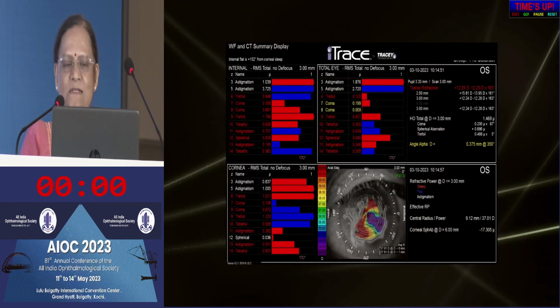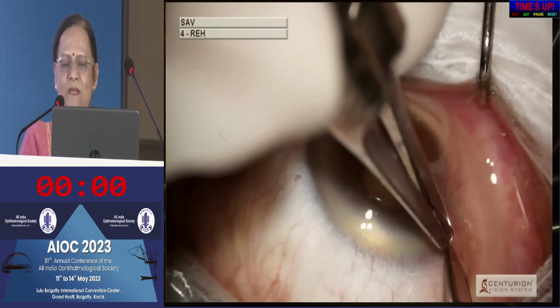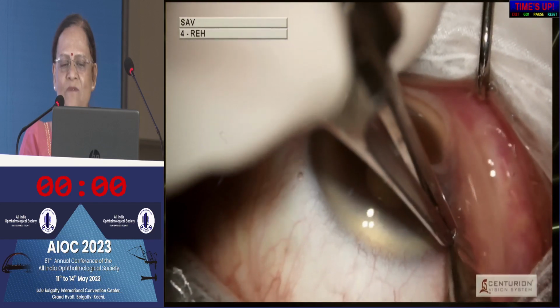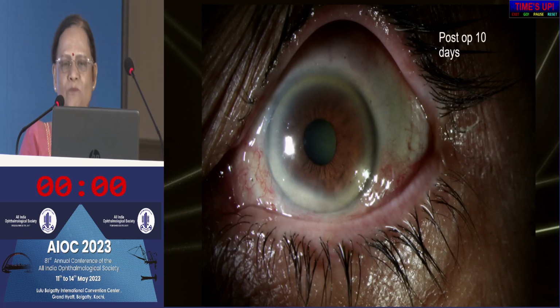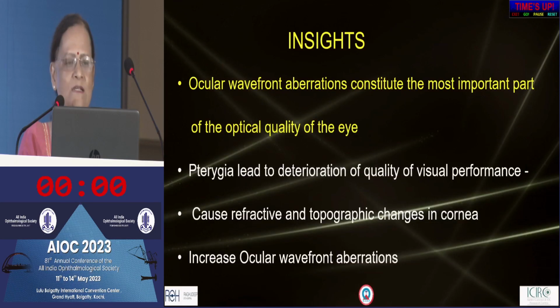And this is the last case where again the same thing, and this is the surgery where we did 2 conjunctival autografts, 1 week post-op, the improvement, and this is post-op 10 days. So ocular wavefront aberrations constitute the most important part of the optical quality of the eye, and pterygia lead to deterioration of the quality. Treat each patient, each eye with equal evaluation, with a very, very detailed evaluation, so that we can give our patients the best visual outcome.